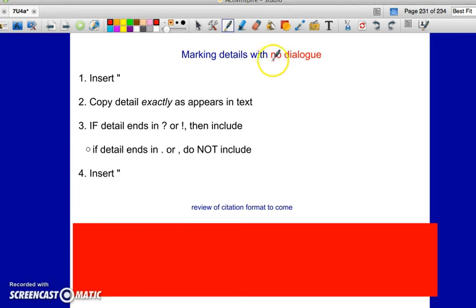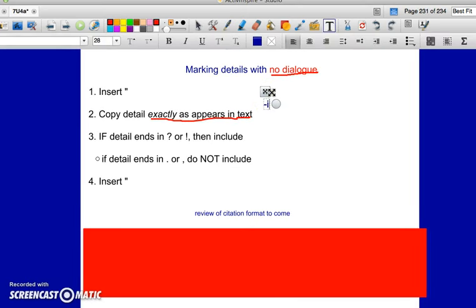First, this applies to details that do not include dialogue. So in other words, there's no speaking in this detail whatsoever. The steps to mark details with no dialogue: first, you want to insert your quotation marks. This is pretty standard. The second thing that you want to do is copy the detail exactly as it appears in the text. So that means if it's in italics, include italics. If there's a spelling error, include the spelling error. Basically, however it appears in the text, that's how you want it to look in your essay.